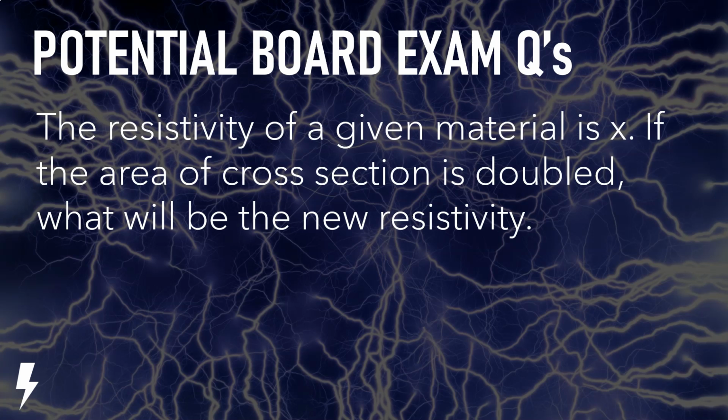Next question. The resistivity of a given material is X. If the area of cross-section is doubled, what will be the new resistivity? So this is a trick question at its finest, because it says the resistivity, not resistance. And we know that resistivity remains constant regardless of the area, length, and material. So the new resistivity will also be X, because it will not be influenced even if the area of cross-section is doubled.